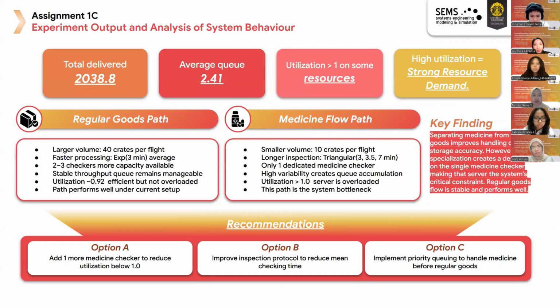Next, the results and analysis. The results show that regular goods perform well with stable throughput and manageable queues. However, the medicine pathway became the system bottleneck because one dedicated checker was overloaded. We therefore recommend adding another medicine checker, improving inspection efficiency, or introducing priority queues.